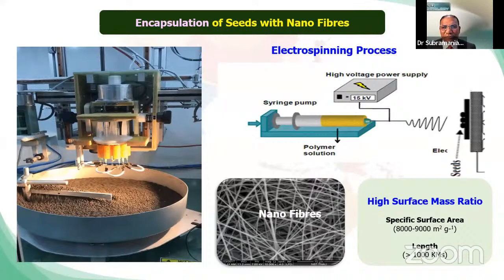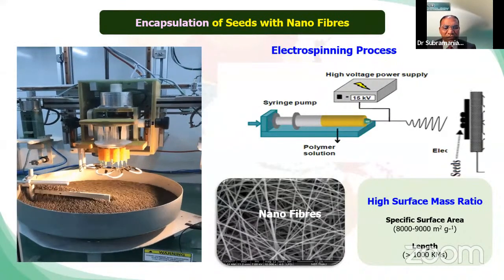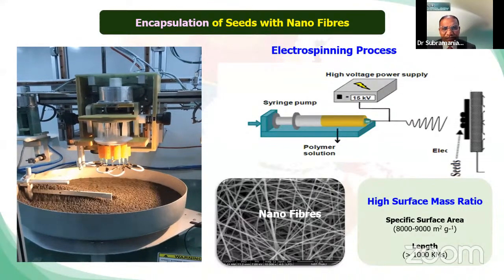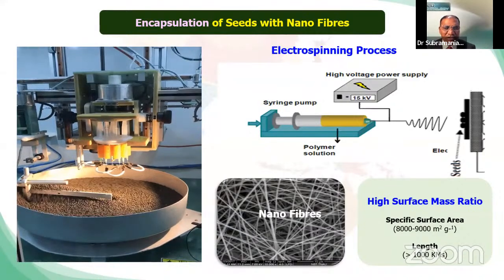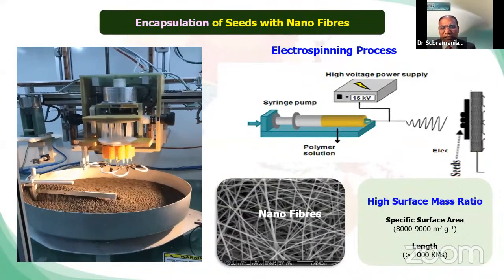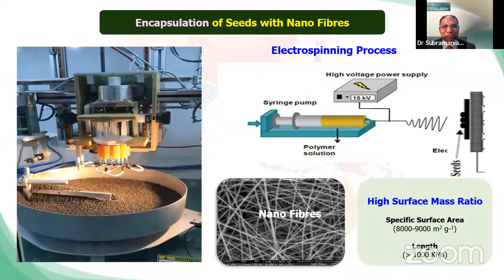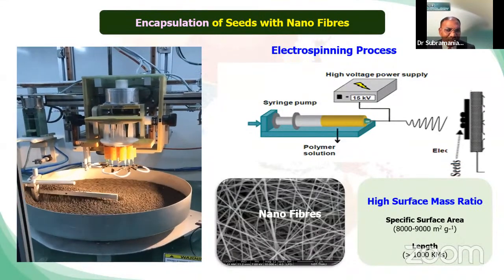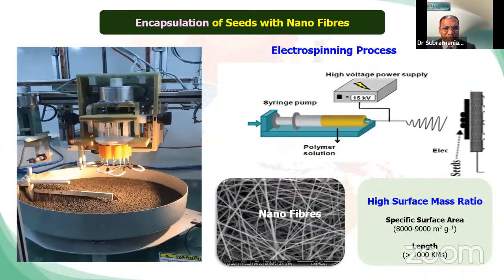And here, the beauty of nanofiber is that the surface area is huge. 1 gram of nanofiber has a surface area of 8,000 to 9,000 square meters, close to 1 hectare of land. The length is about 9,000 kilometers. That is the beauty of this technology. Nanofiber is a very powerful technology. Seed technologists can use this technology for multiple purposes.